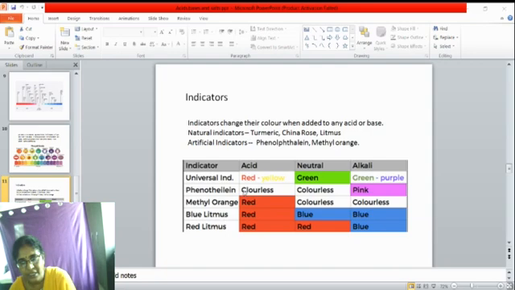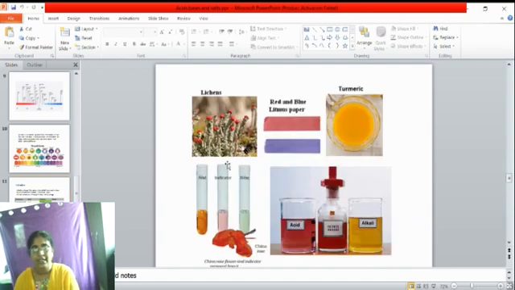Whereas blue litmus, the acid changes into red, the neutral as well as the bases remain blue. There is no change. Similarly, the red litmus, the acids do not change, neutral also do not change, but the bases change into blue in color. So that is related to the change of colors.